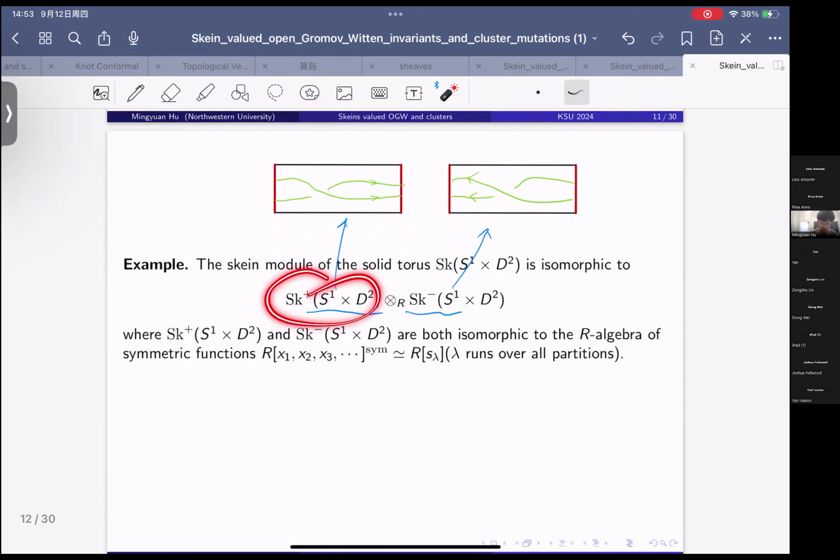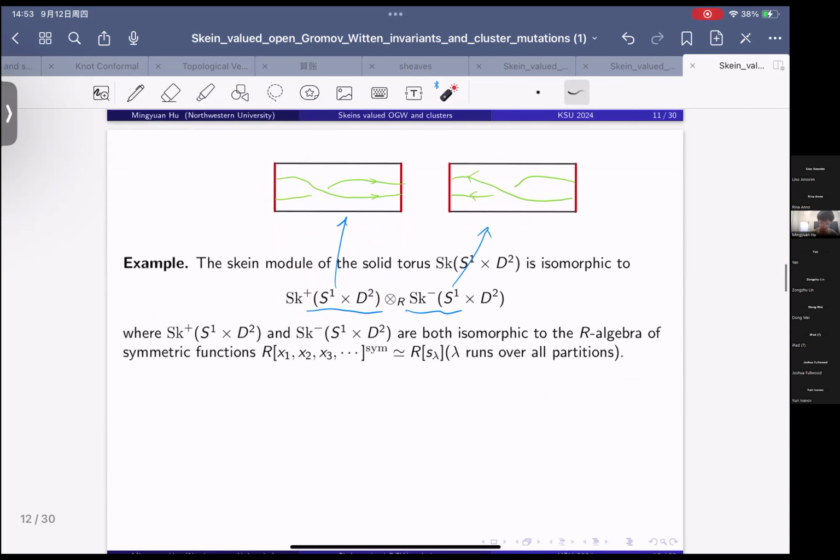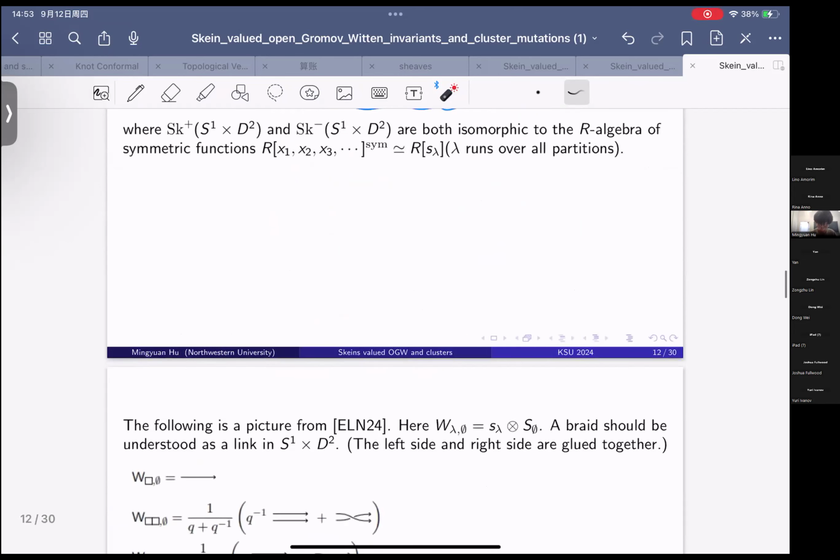This part has everything going in this direction, and this part has everything going in this direction. So it decomposes into the tensor product of these, and each of them is isomorphic to the ring of symmetric functions. So it's also generated by Schur polynomials. That's the Schur polynomial, and I can give you some examples.